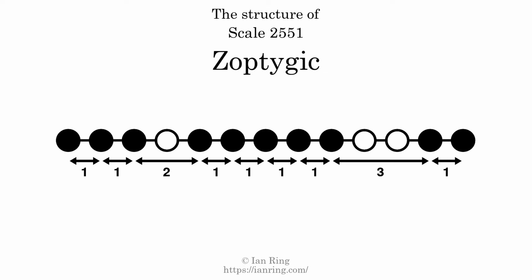The structure of a scale is a description of the interval distance between each successive tone. This scale has a structure of 1 1 2 1 1 1 1 3 1.